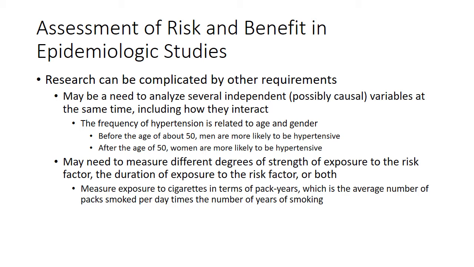So for instance, you can have pack years expressed as the average number of packs smoked per day times the number of years of smoking. If you had someone who had a 20 pack year exposure, it could be that they were smoking 1 pack a day on average for 20 years, or they could be smoking 2 packs a day on average for 10 years. By showing that, you can see that their exposure is roughly equivalent, even though someone was smoking much more intensely for a shorter period of time.